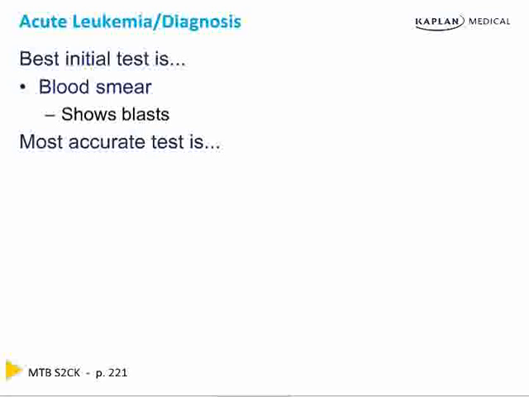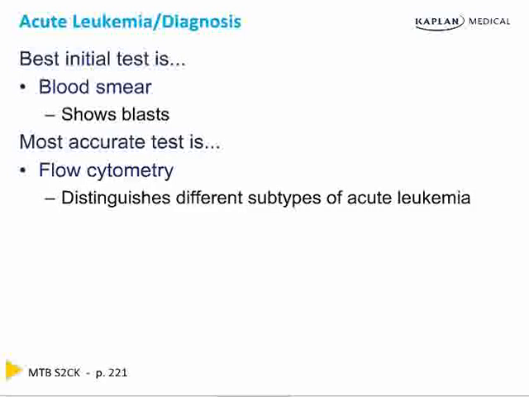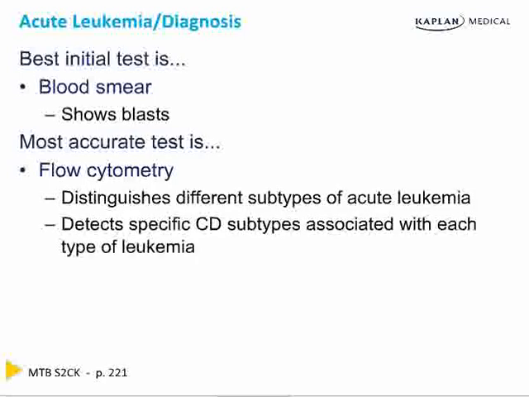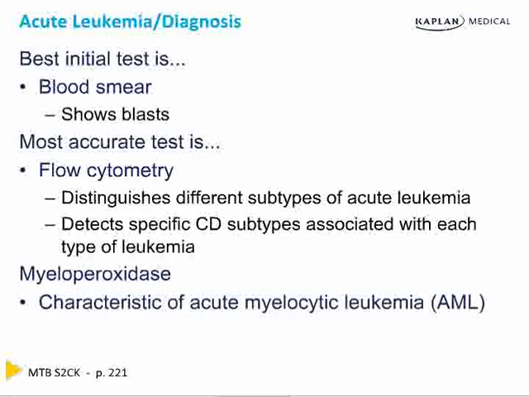The most accurate test is to sort out the cells, to see what you've got in there with flow cytometry. Cell sorting distinguishes between the different subtypes of acute leukemia. It distinguishes the specific CD subtypes with each type of leukemia. Older tests like myeloperoxidase are characteristic of acute myelogenous leukemia, but it's not as specific as sorting it by cell surface subtype, like CD receptors.